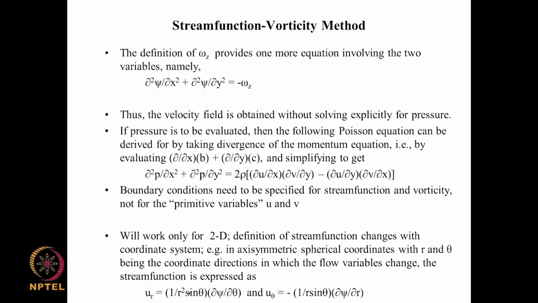If you want to do the same thing for axisymmetric spherical coordinates, you have to define u r and u theta in this way in order for the corresponding continuity equation in the r theta spherical coordinate system to be satisfied. So, the definition of stream function changes with coordinate system. If you write the stream function definition properly, then it is possible to solve for the velocity field and pressure field without having to explicitly solve for pressure right in the beginning. We can get u and v without having to solve for pressure. The only condition is that it is valid only for 2D flows and not for 3D flows. So, in the next lecture we will look at a method which is applicable for time dependent and 3D flows, and that is the pressure equation method.